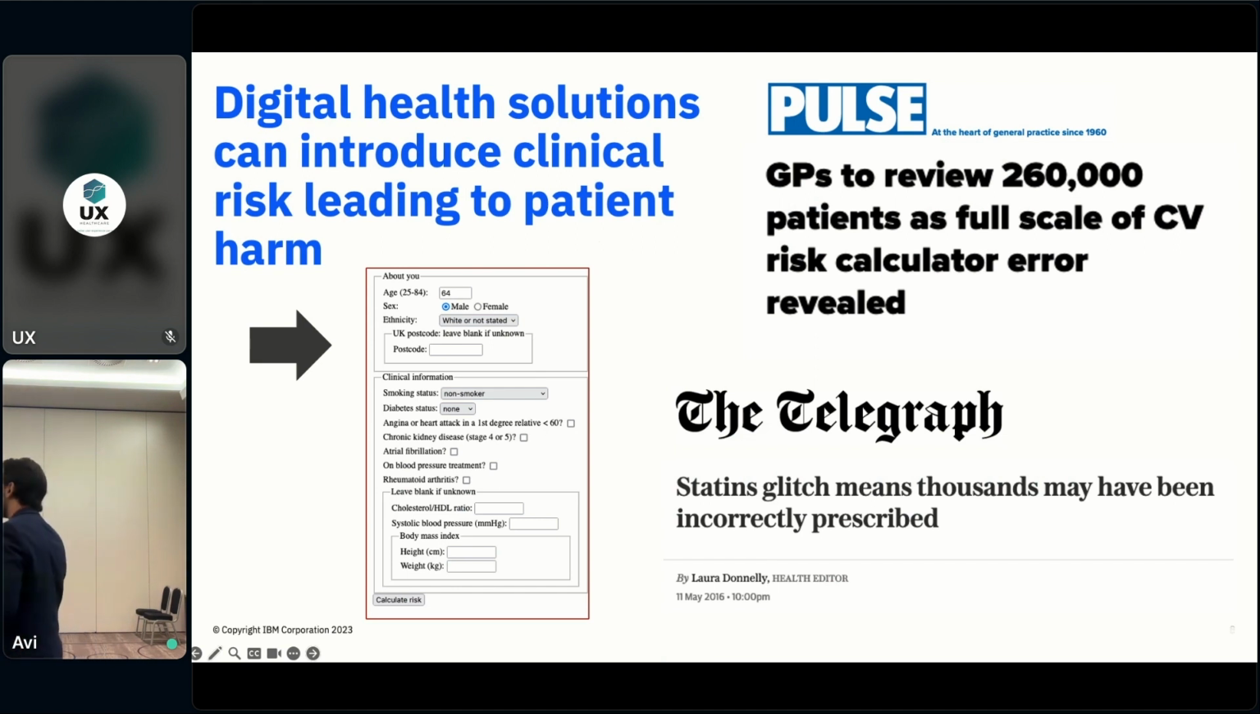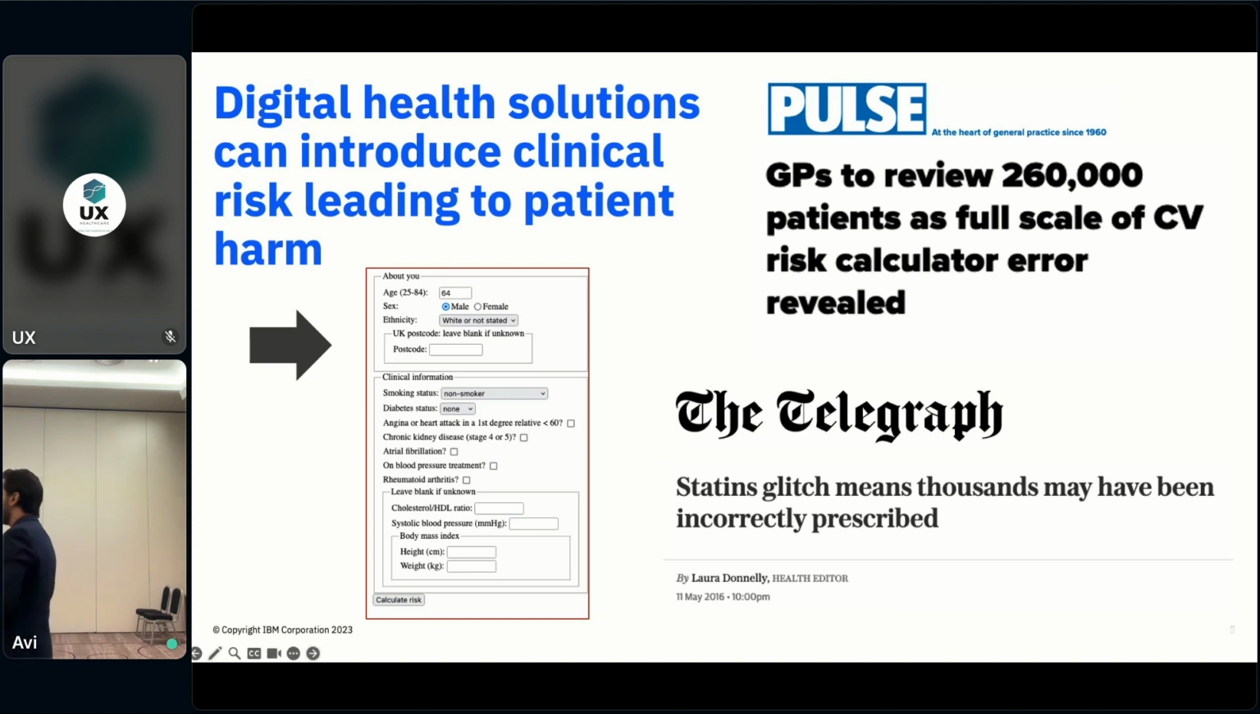Now, this is an example from something that hit the newspapers in 2016 in the UK. And this is a risk calculator that is used by general practitioners to basically calculate and predict the risk of a patient having a stroke or heart attack in the next 10 years. You enter some very basic information, your age, weight, smoking status, and it gives you a risk score. And the GP can then determine whether they should give you a therapy or not based on that score. Now, what had gone unnoticed was that this very simple risk calculator had been incorrectly integrated and mapped within the GP system. And it had gone unnoticed for several years.